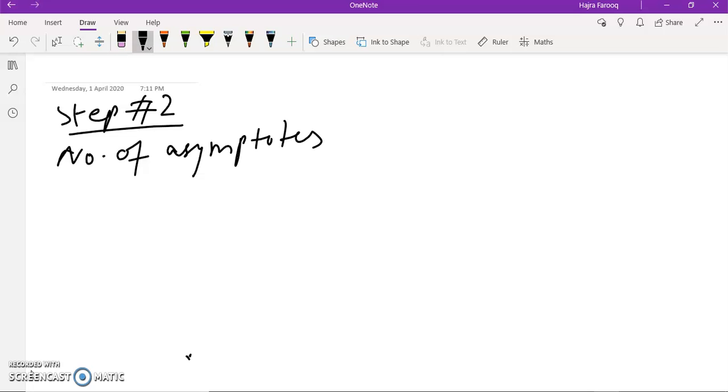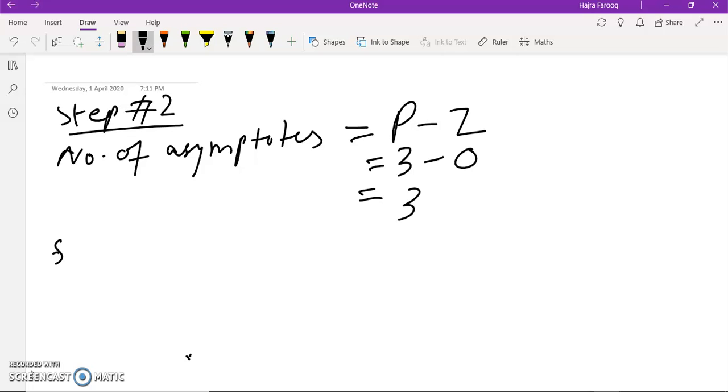As previously I told you, that is the number of poles minus the number of zeros. We had 3 poles and 0 zeros, that makes 3. We have 3 of them. Step number 3. Next is the angle of asymptotes.